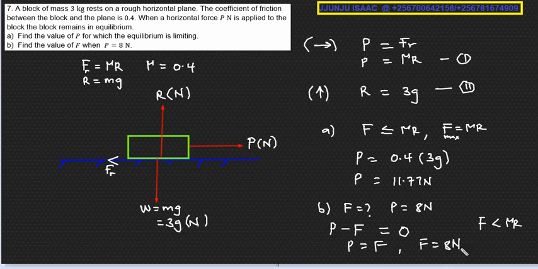Hope that is clear, and I hope this video is helpful. So always understand this statement: limiting equilibrium, that is when you have maximum friction force acting on a body. Yes, because we always have friction force less or equal to mu R. So the maximum is when friction force is equal to mu R.